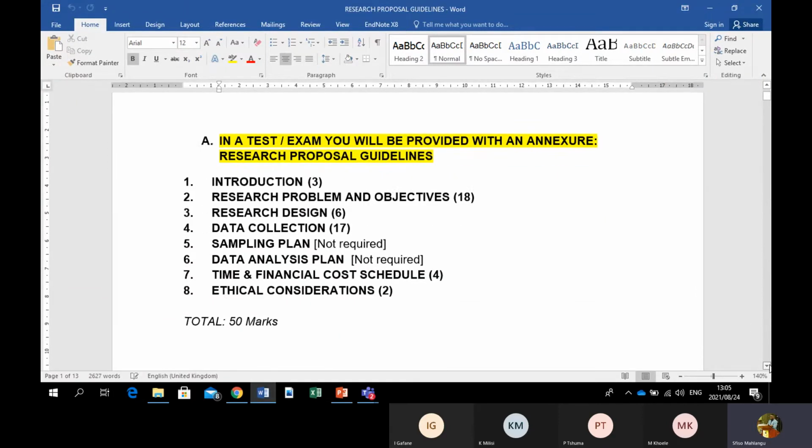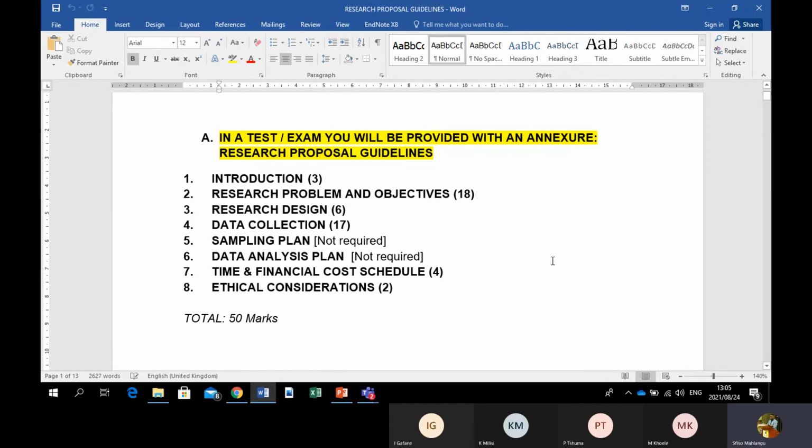for the research proposal, starting with the introduction, research problem, objectives, and research design. We've covered research design in chapter 5, and then data collection, which was chapters 6 to 8. The last time we had an online class, we covered the questionnaire design, which is part of data collection. So today we'll be covering the sampling plan, which is number 5 on the guidelines, and how you actually draft the sampling plan.